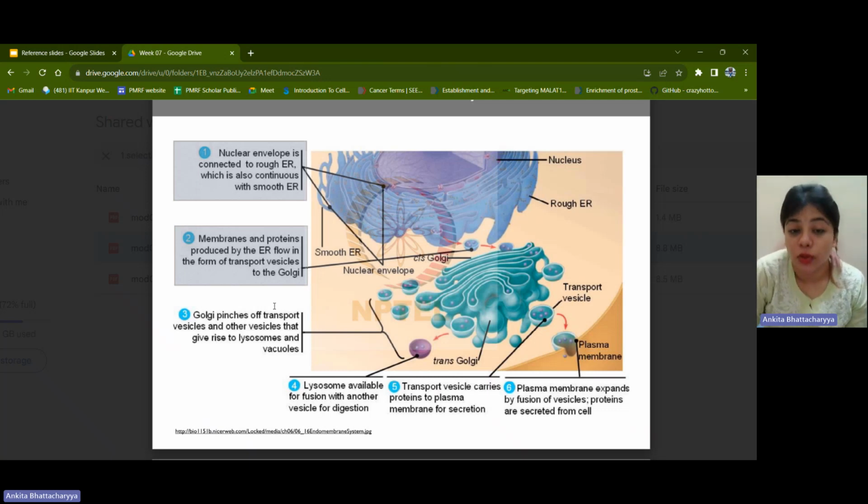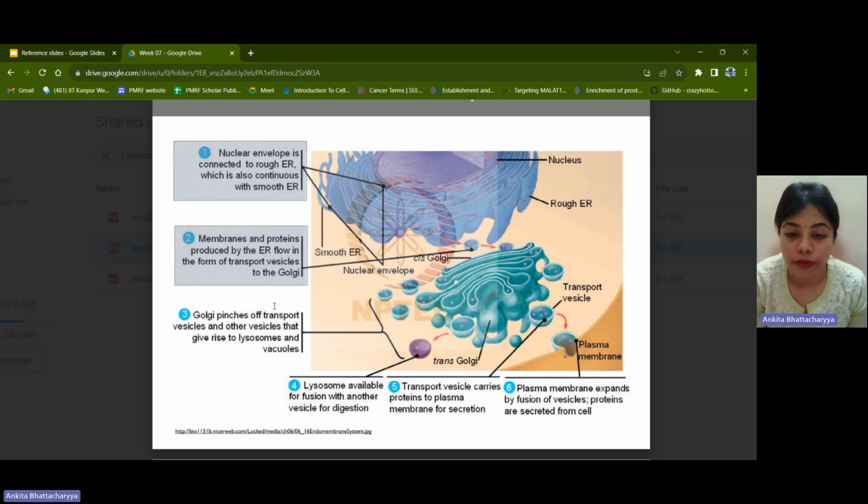Then you see the lysosome in legend 4. The lysosome is available for fusion with another vesicle that might have to undergo digestion. So both of these compartments fuse, and the enzymes present inside the lysosome can digest whatever needs to be digested, and the lysosome is completing its job. So this is a membrane fusion which is occurring.